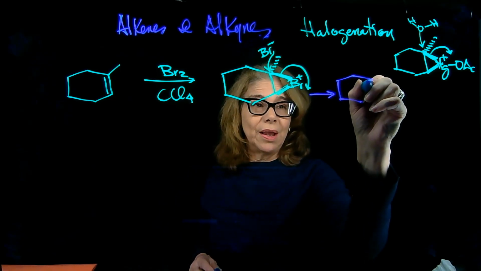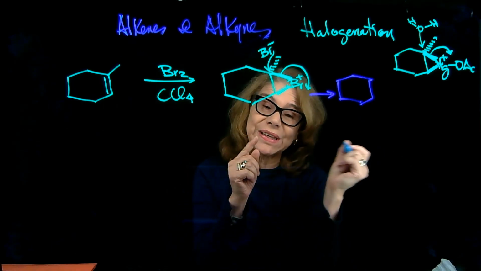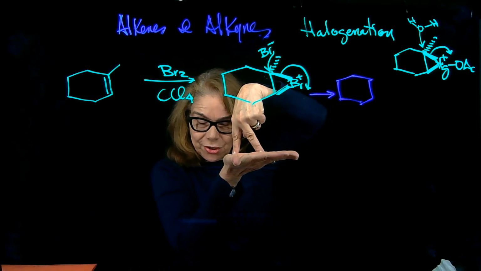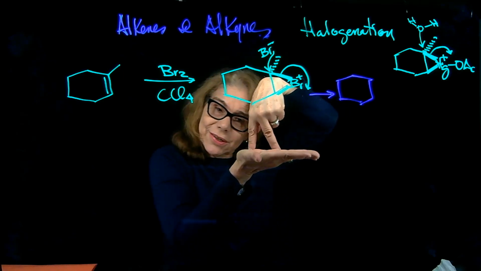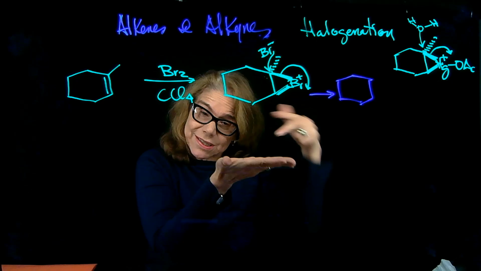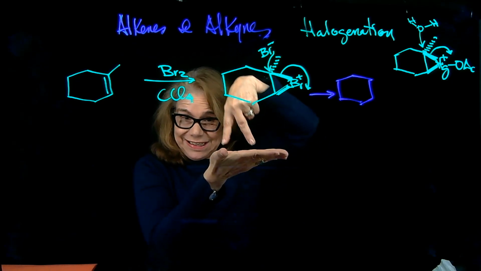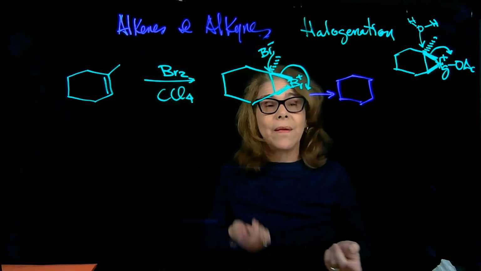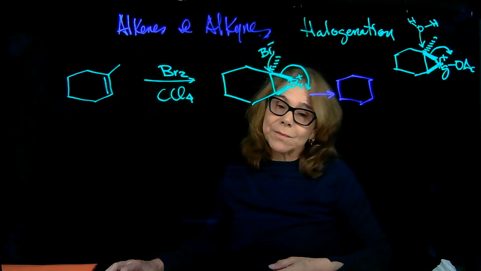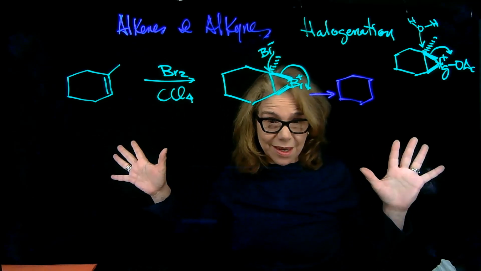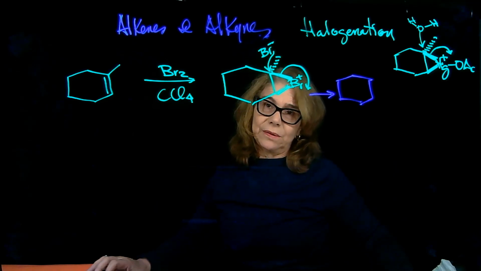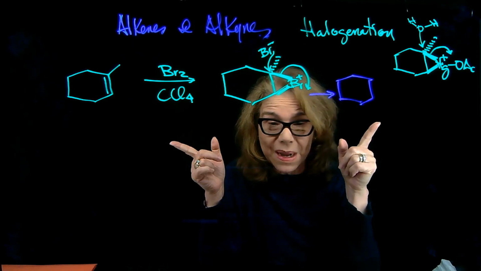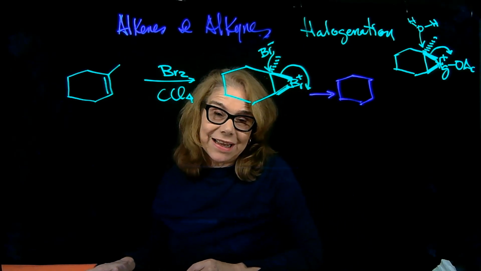If we remember that intermediate, we will know the attack is on the opposite side. Essentially, if you think of this cyclic structure, you will have less steric hindrance if the nucleophile attacks opposite to that. So that's kind of the idea. Opposite side means anti, but also, in those intermediates with a three-member ring and positively charged, the attack is at the more substituted carbon.